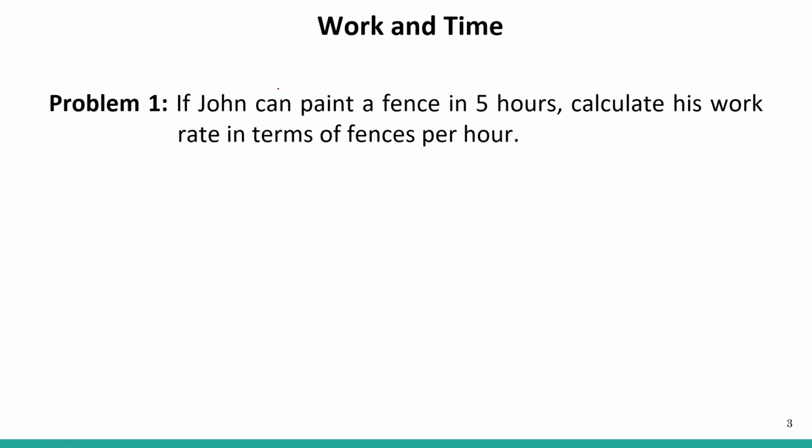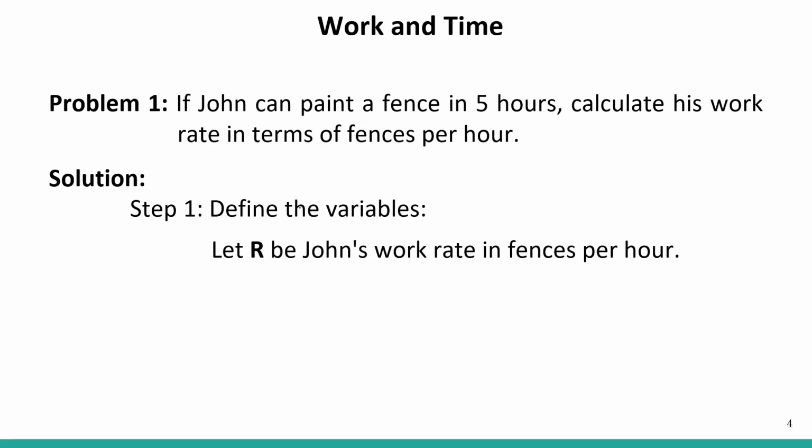If John can paint a fence in 5 hours, then calculate his work rate in terms of fences per hour. Okay. So John can paint actually one fence in 5 hours. So calculate his work rate in terms of fence per hour. Let's see. So define the variables.